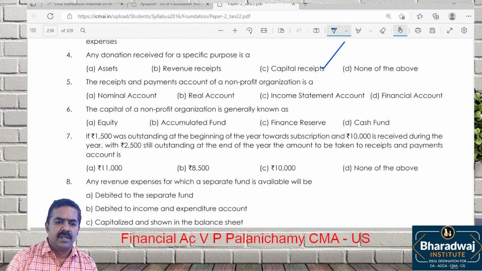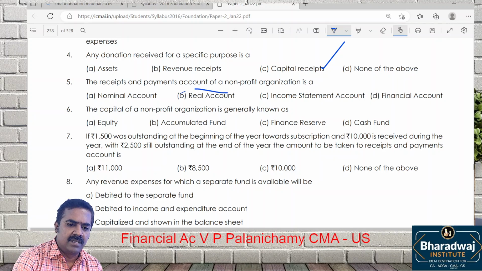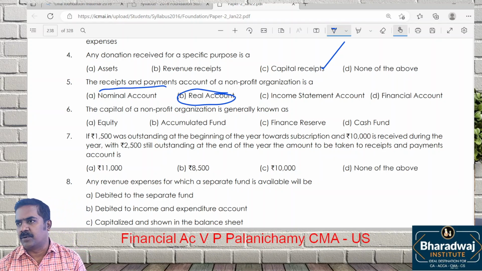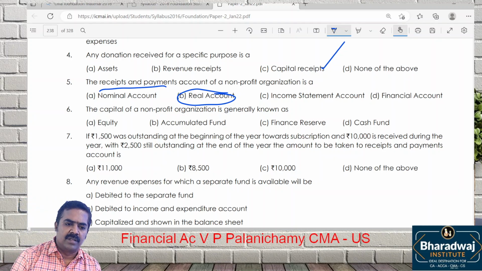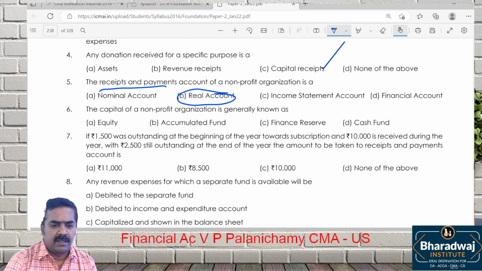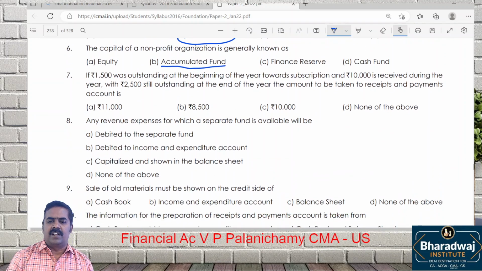The receipts and payments account of a non-profit organization is a cash book, a real account. Capital receipt of a non-profit organization is known as capital fund. Capital fund is the correct answer, but you can also say accumulated fund. It is called capital fund, but you can use the word which one? Accumulated fund.